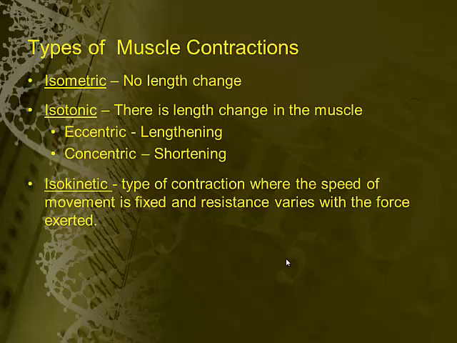Things like sucking in your core and holding it, those are isometric types of contractions. Isotonic, which is the next one listed here, is the one we really want to do when we're performing things like weights and lifting.